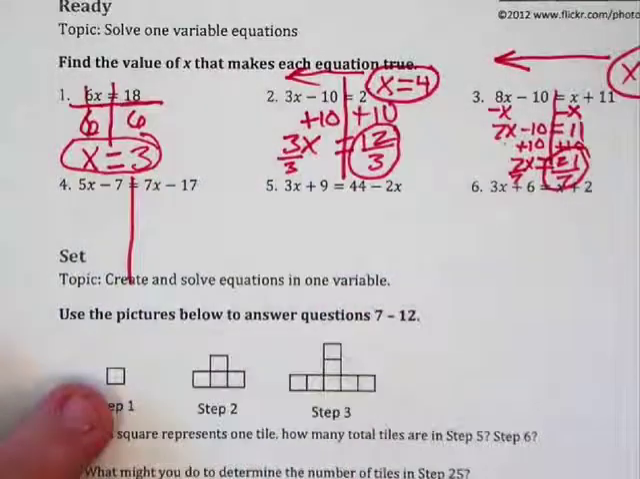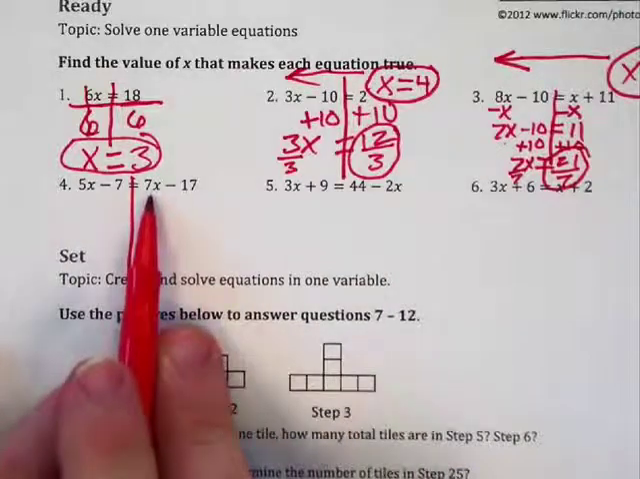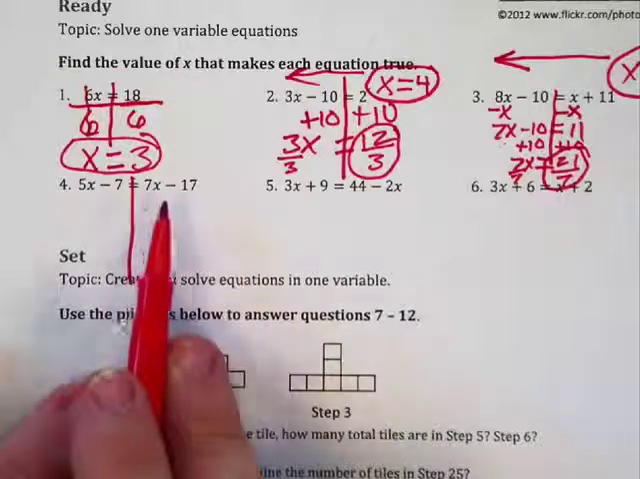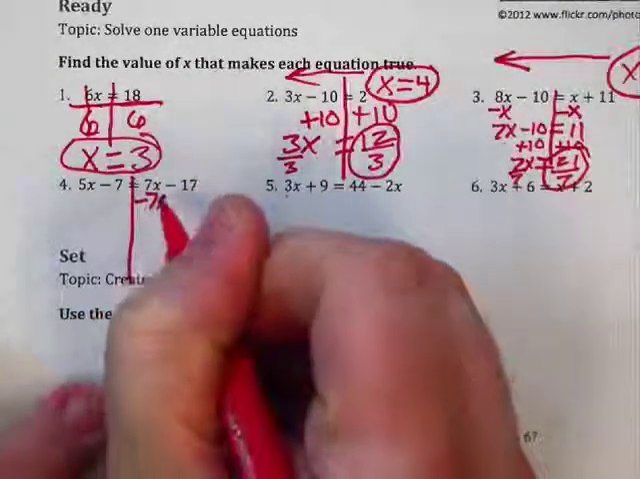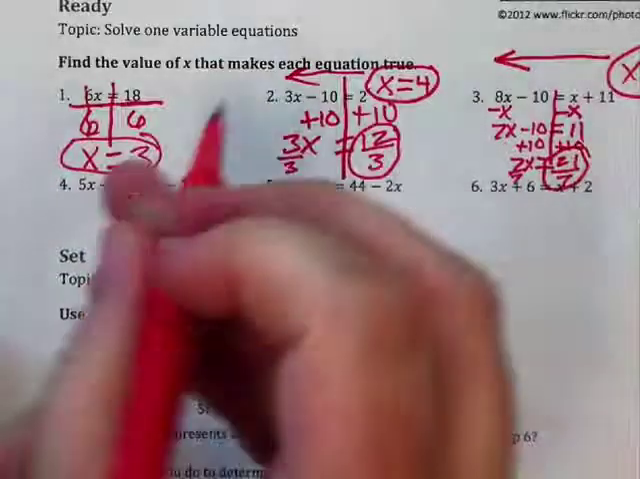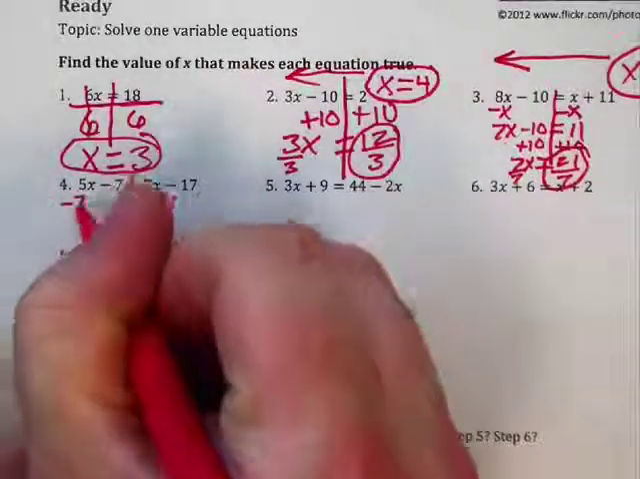Are all the x's to the left of the equal sign? No, we have 7 x's right here. So we need to get rid of all 7 of those x's. We're going to subtract 7 x's, and that gets rid of that. We have to do it to both sides.